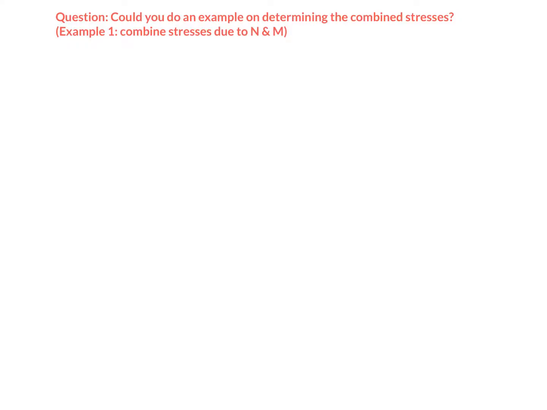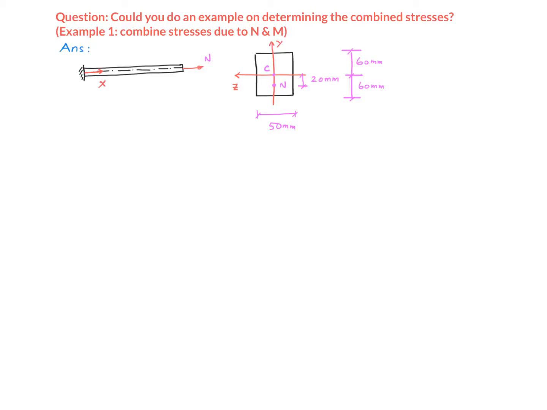The question here is, could you do an example on determining the combined stresses? In this particular example, I'm going to show you how to combine stresses due to an axial force N and a bending moment M. This is the problem that I have chosen here. We have a one-dimensional rectangular beam subjected to an axial force N, but the only problem is that the axial force is not exactly acting at the centroid of the cross-section.